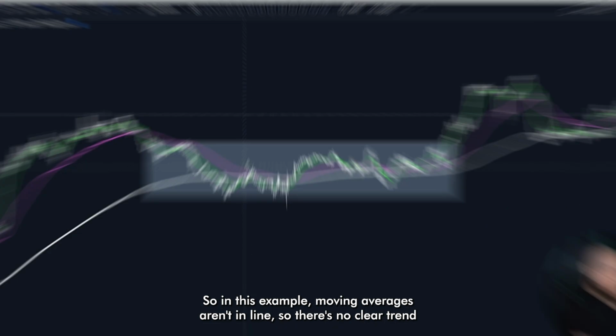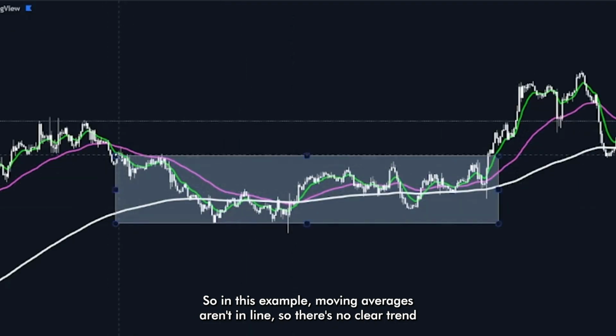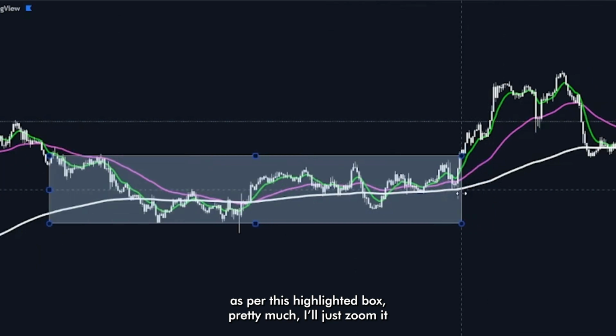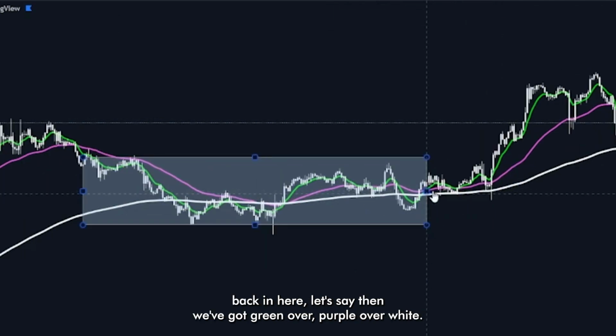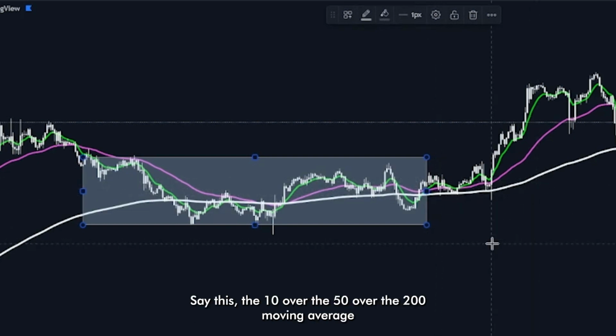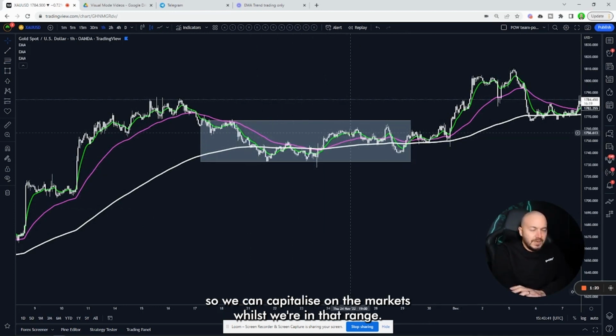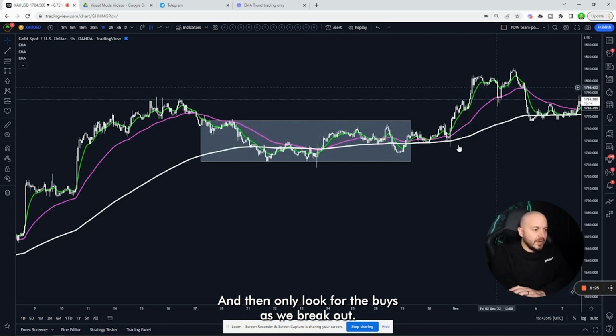If it hasn't closed, it will continue to manage those positions as normal. So in this example, moving averages aren't in line, so there's no clear trend as per this highlighted box pretty much. I'll just zoom it back in here. Then we've got green over purple over white, so there's the 10 over the 50 over the 200 moving average. But within this time, we'd be looking for buys and sells, so we can capitalize on the markets whilst we're in that range and then only look for the buys as we break out.